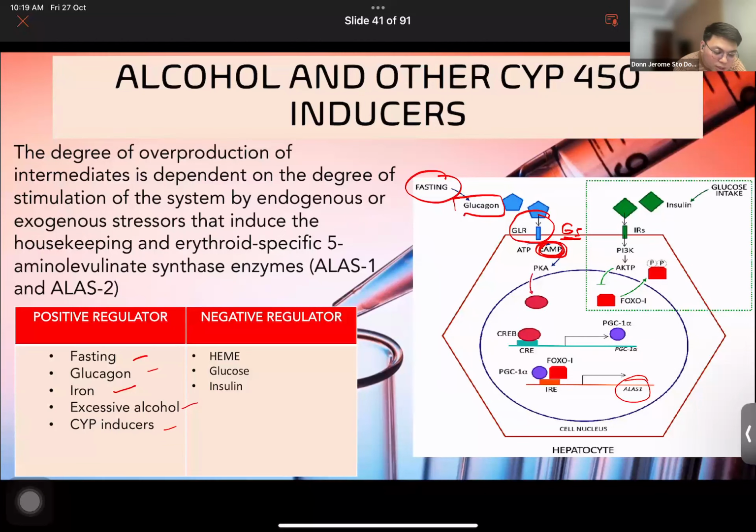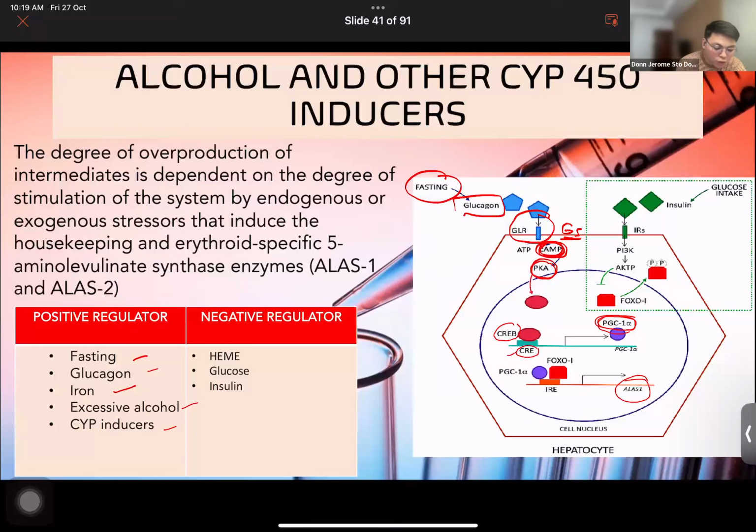Cyclic AMP will stimulate an enzyme, protein kinase A. The downstream effect of protein kinase A is to stimulate and allow the binding of CREB. Yung CREB is your cAMP response element binding protein. It's a transcription factor. Magbabind siya in the CRE or cAMP response element. Once CREB binds to CRE, it leads to the transcription and translation of a transcription factor, PGC1-alpha.